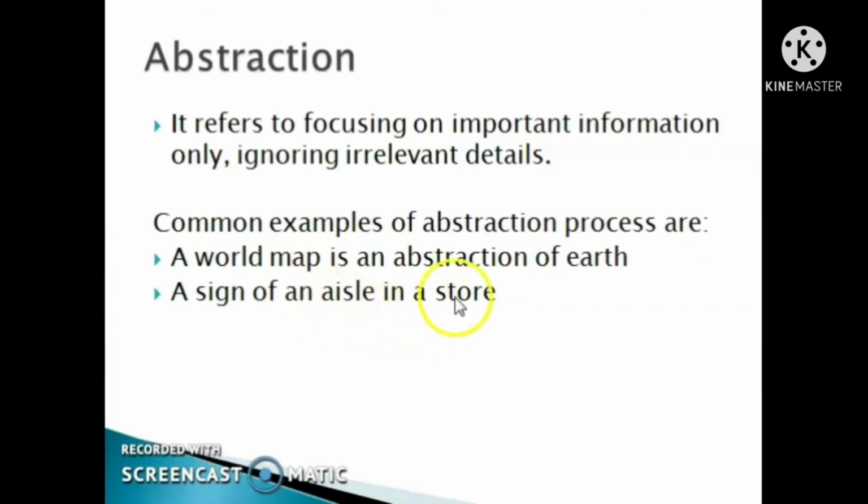Common examples of the abstraction process are: a world map is an abstraction of Earth in terms of longitude and latitude, helping us describe the location and geography of a place. A sign of an aisle in a store, for example Walmart, is an abstraction of the items available in that aisle.